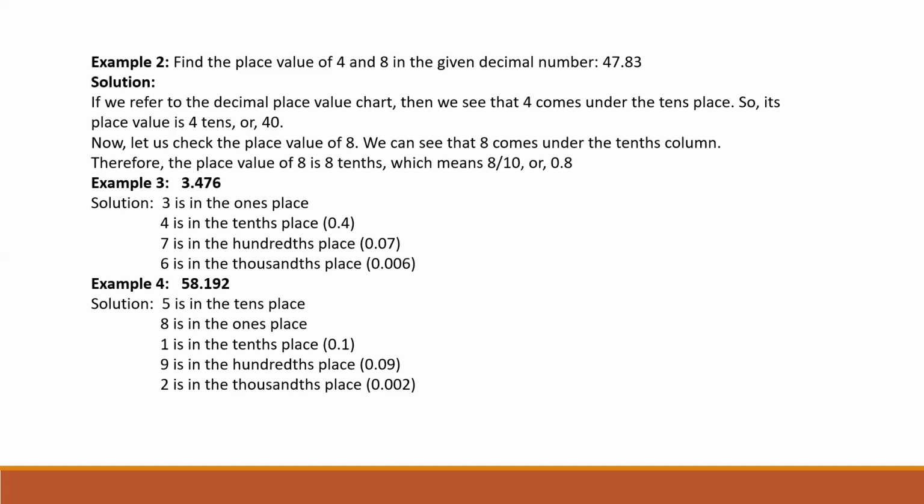Example 3, which is 3.476, where 3 comes at the ones place, 4 comes at the tenths place, 7 comes at the hundredths place, 6 comes at the thousandths place. Now example 4, 58.192, where 5 is at the tens place, 8 is at the ones place, 1 is at the tenths place, 9 is at the hundredths place, and 2 is at the thousandths place.